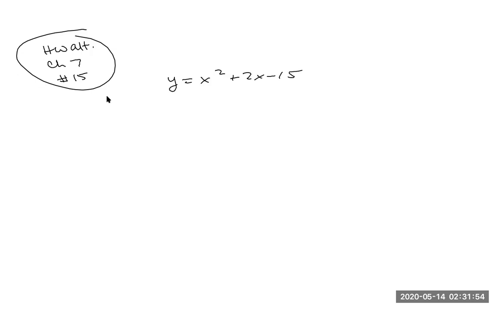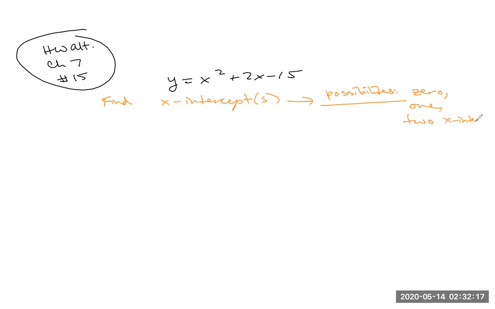We want to find the x-intercepts. Okay, kind of a hint for you. So possibilities for x-intercepts: you can have 0 of them, 1, or 2 x-intercepts. Okay, you cannot have more than 2, and you cannot have less than 0. Right? For the y-intercept, you can only have 1 for it to be a function.